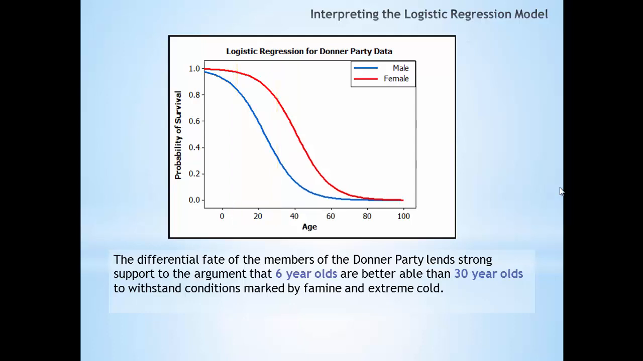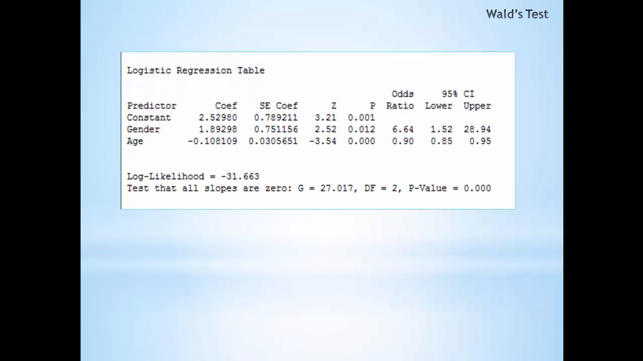Other lurking variables outside what we have in our mathematical model could be explaining these differences. For example, it's very likely that parents sacrificed in order to help their children survive. In the same way, in 1846, it's likely that many of the males did whatever they could to help the females survive. So far, we have used expected probabilities and odds ratios to interpret the logistic regression model.